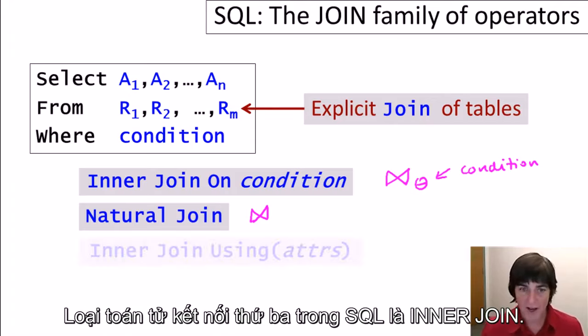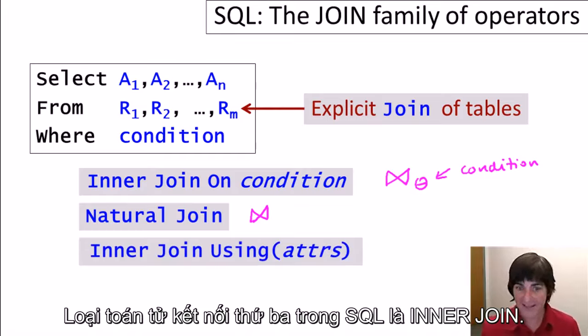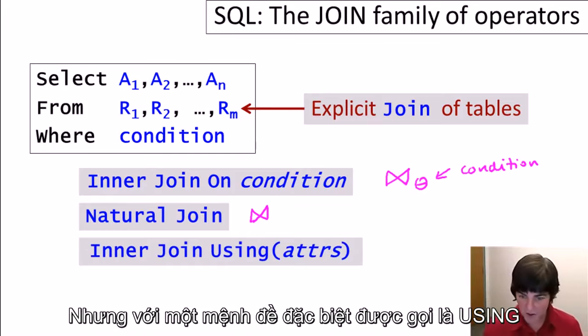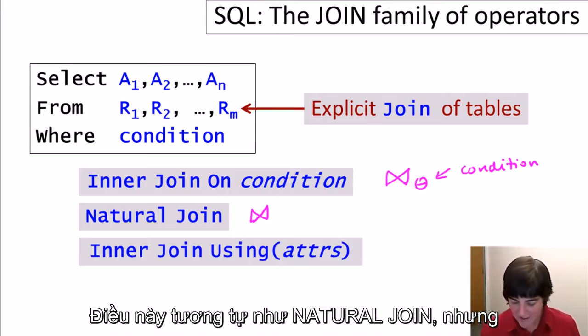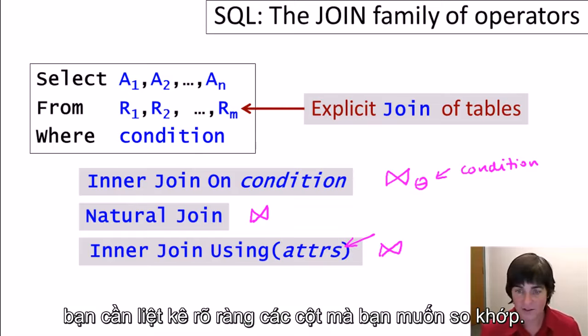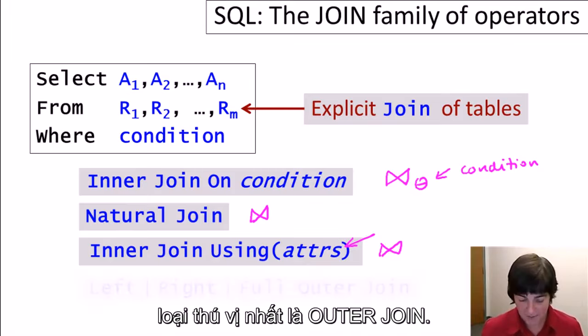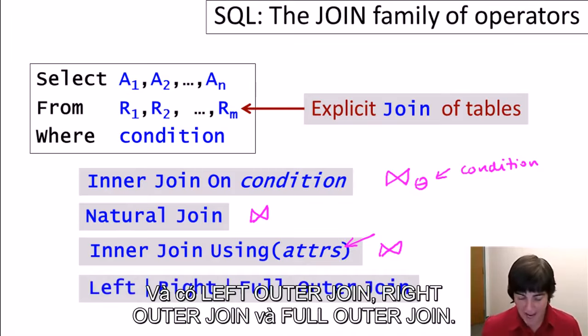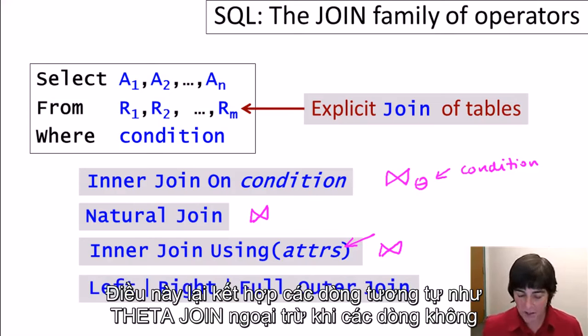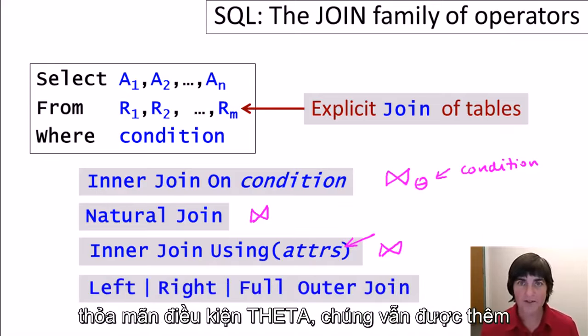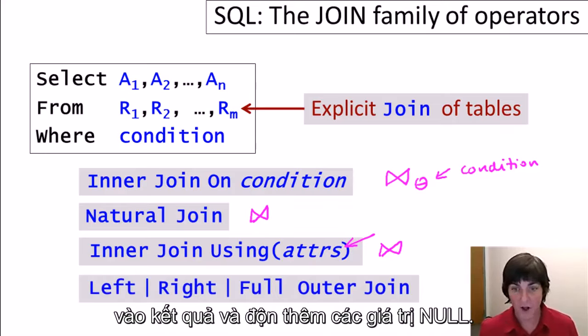The third type of join operator in SQL is, again, the inner join, but with a special clause called using and listing attributes. And that's kind of, again, like the natural join, except you explicitly list the attributes that you want to be equated. And finally, the fourth type, and actually the most interesting type, is the outer join. And there's a left outer join, right outer join, and full outer join. And this is, again, combining tuples similar to the theta join, except when tuples don't match the theta condition, they're still added to the result and padded with null values.